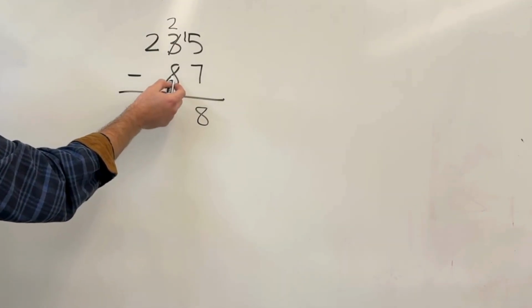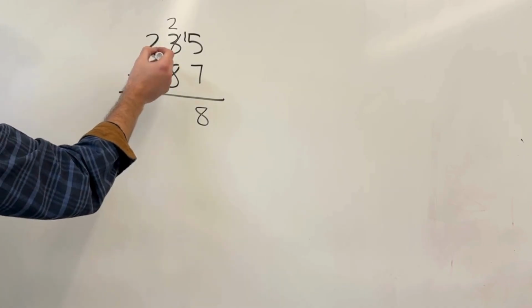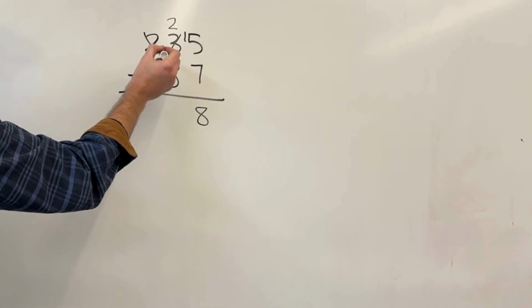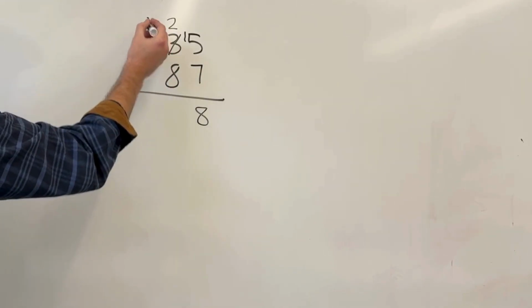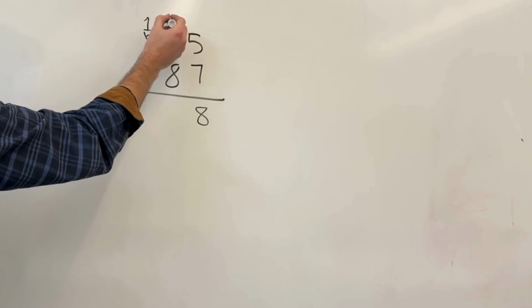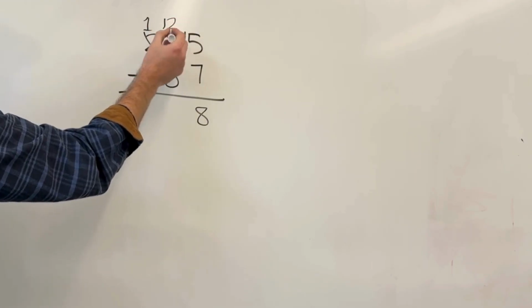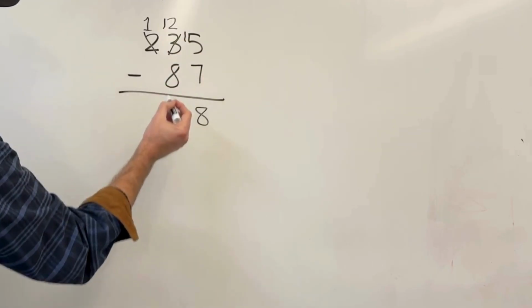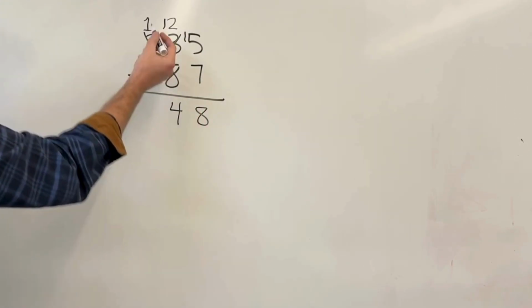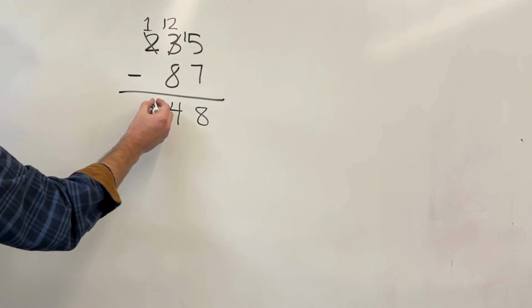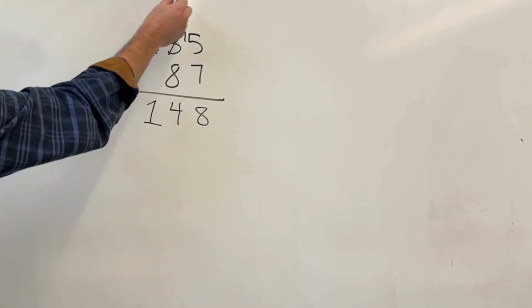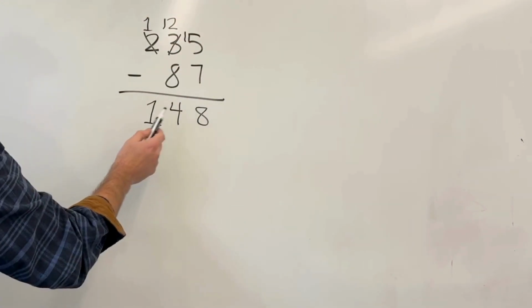We can't take 8 tens away from 2 tens, so we need to borrow from the hundreds place. Cross out that 2 hundreds, make it 1 hundred. And we can bring those over to the 2 tens to make 12 tens. 12 tens minus 8 tens is 4 tens. And then 1 hundred minus 0 hundreds is 1 hundred. So 235 minus 87 is 148.